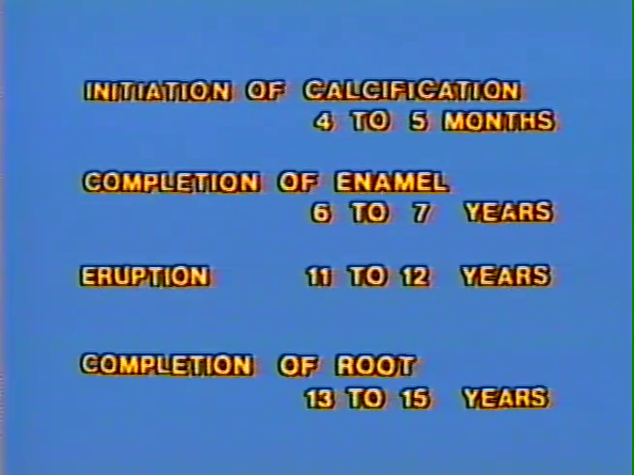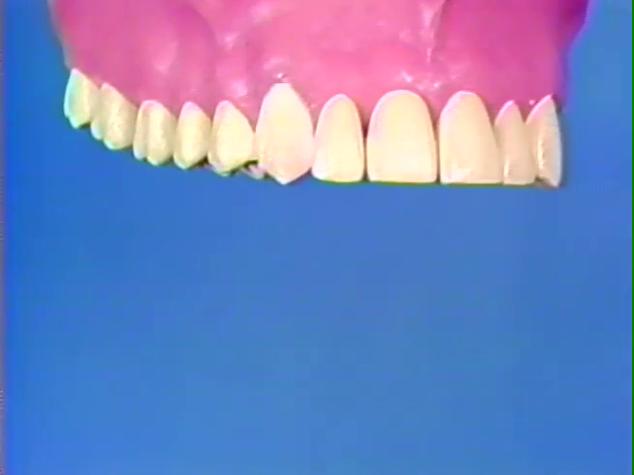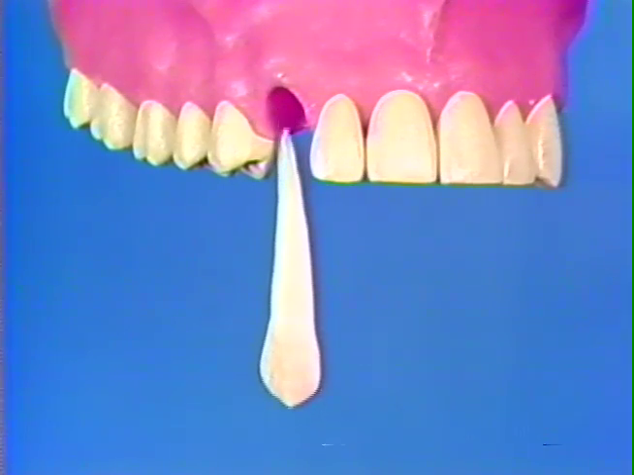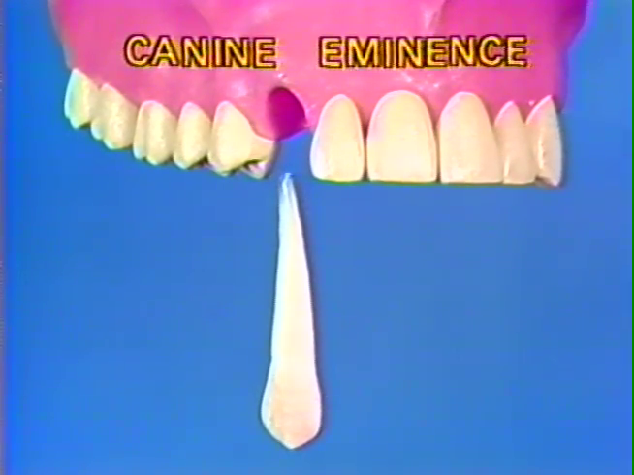The first evidence of calcification of these teeth is between 4 and 5 months. The enamel layer is completed between the 6th and 7th year, with eruption usually occurring between 11 and 12. Root formation is completed between the 13th and 15th years. Canines are usually the most stable teeth in the dental arch, as they are extremely well anchored. Clinically, they are among the last teeth to be lost as the result of oral disease. The prominent plate of bone overlying the canine root is termed the canine eminence.